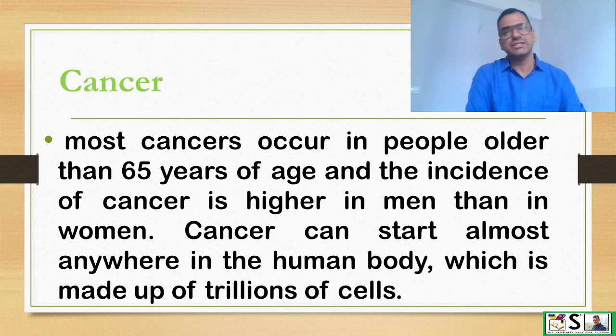Most cancers occur in people older than 65 years of age, and the incidence of cancer is higher in men than in women. Cancer can start almost anywhere in the human body, and as you know, in our human body we have trillions of cells, and at any level, at any site, cancer may start.